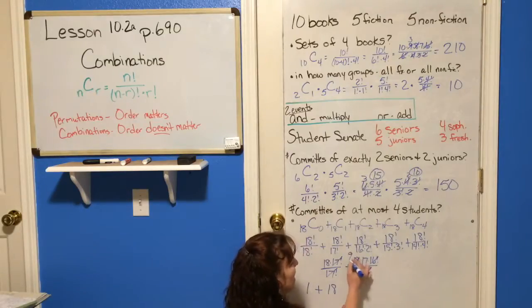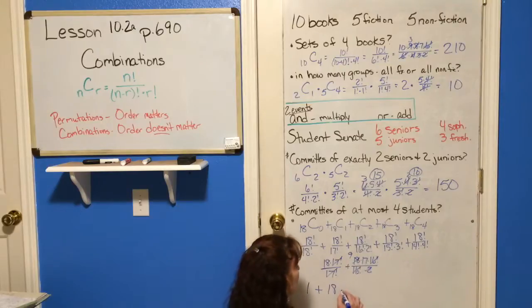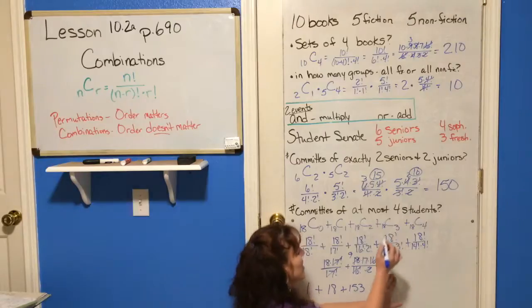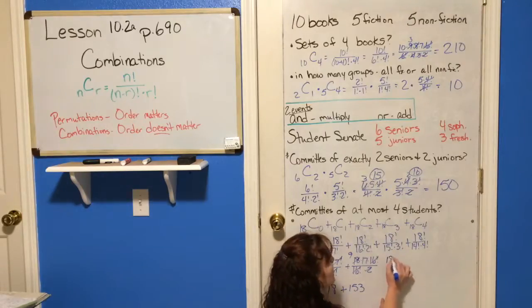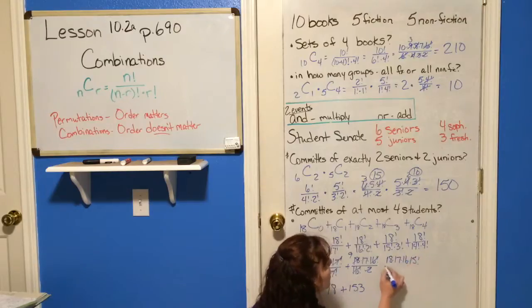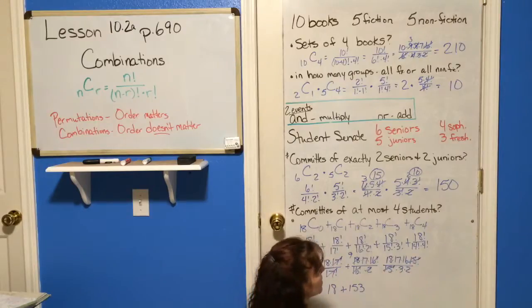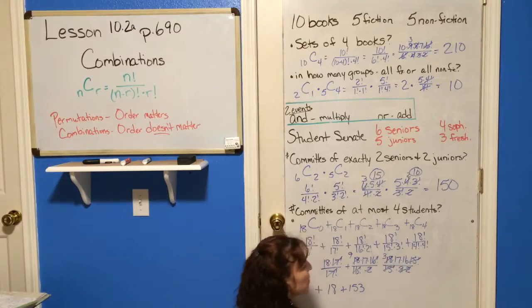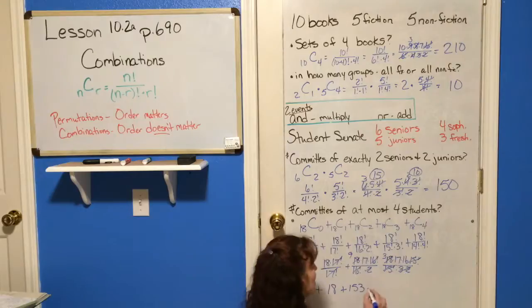So this is 9 times 17, which is 153. And then this one here is 18 times 17 times 16 times 15 factorial over 15 factorial times 3 times 2. And 3 times 2, let's take it out of 18. 18 divided by 6 is 3. And 3 times 17 times 16 is 816.